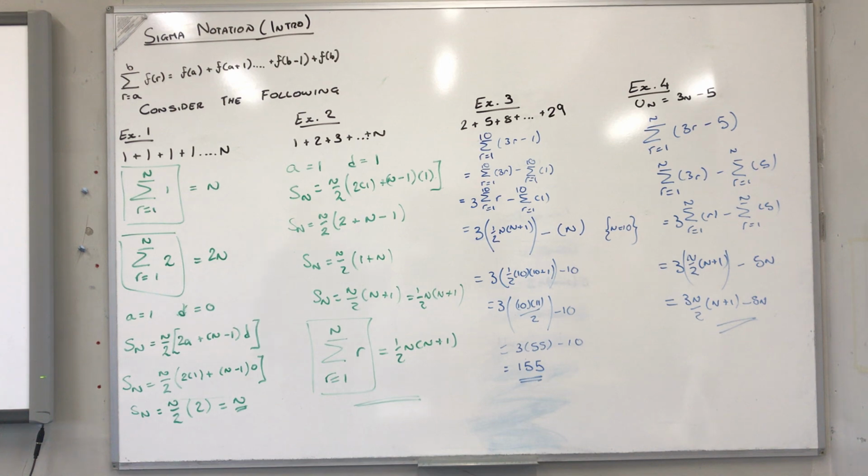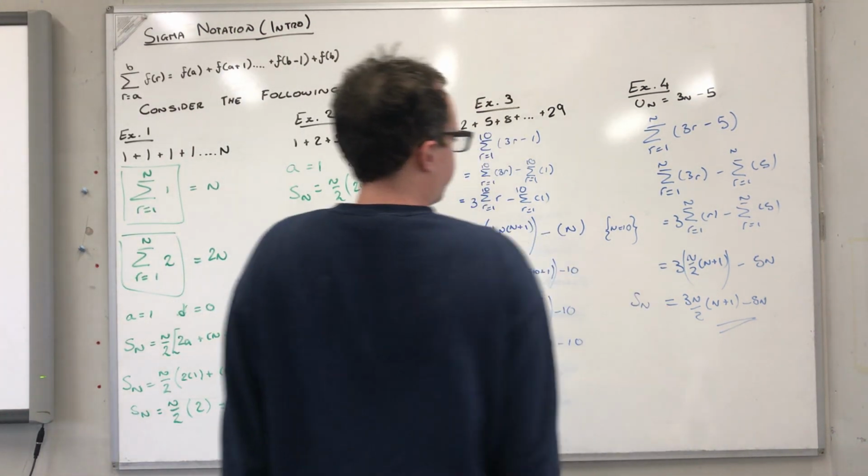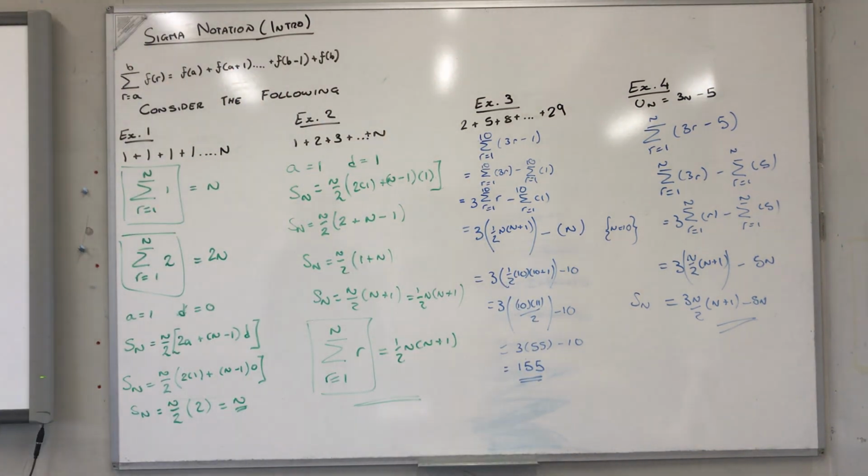So maybe example 3 seems a long-winded way of doing it, but example 4 means I've gone straight from the algebraic term of n straight to S of n. Which then means if you were then asked to calculate, say, S of 15, you could just put it straight into the formula. Okay?